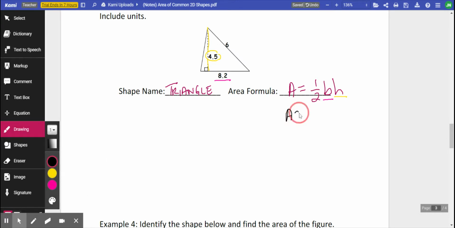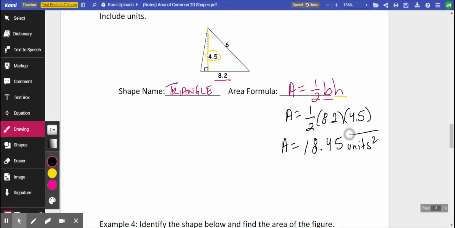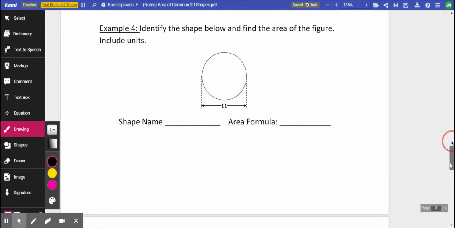Okay, so let's plug this into the calculator. 1/2 the base, which we said was 8.2, multiplied by the height, which we said was 4.5. So the area of that triangle, according to my calculator that I have next to me here, so 8.2 times 4.5 divided by 2 is 18.45. So I get 18.45 units squared. So whatever these units are, right? They can be miles, they can be centimeters, meters, whatever distance unit that they give you.